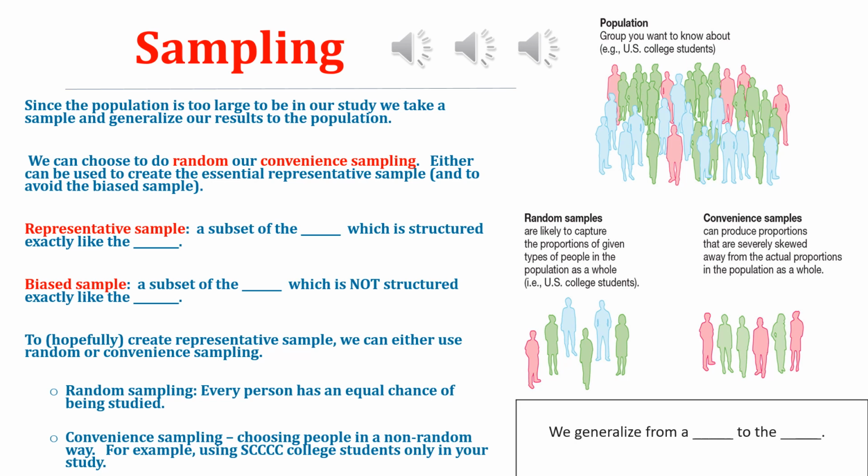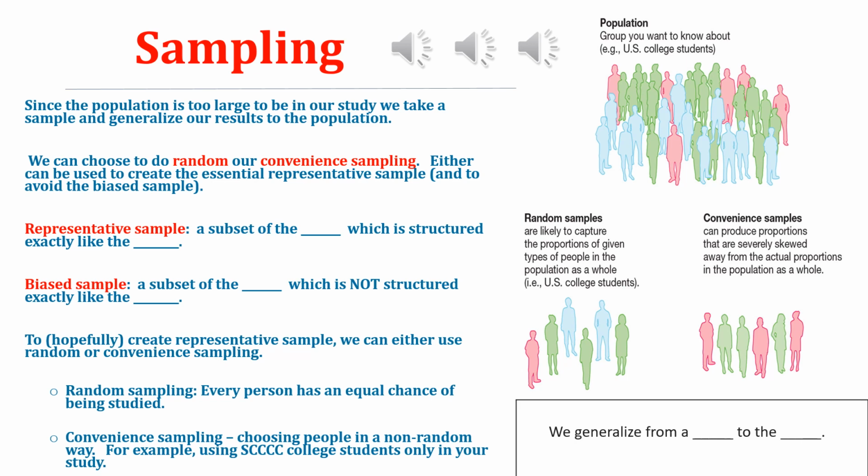So for a representative sample, it's a subset of the population, which is structured exactly like the population. Or maybe you want a slightly longer version: a subset of the entire group of interest, which is structured exactly like the group of interest. The biased sample is the opposite. It's a subset of the population, or if you prefer, the entire group of interest, which is not, see the "not" is bold, which is not structured like the population or the group of interest, whatever you put in the first blank.